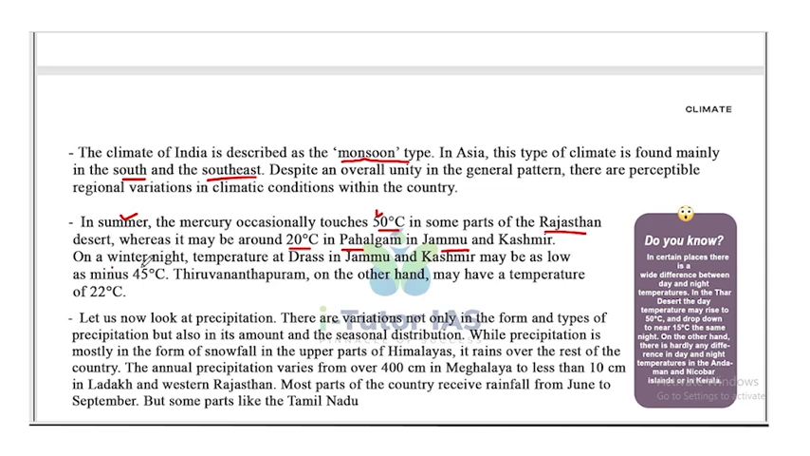On a winter night, the temperature at Dras in Jammu and Kashmir may be as low as minus 45 degrees Celsius. But Trivandrum in Kerala, on the other hand, may have a temperature of 22 degrees Celsius. So the temperature varies with the locations or regions within a country.